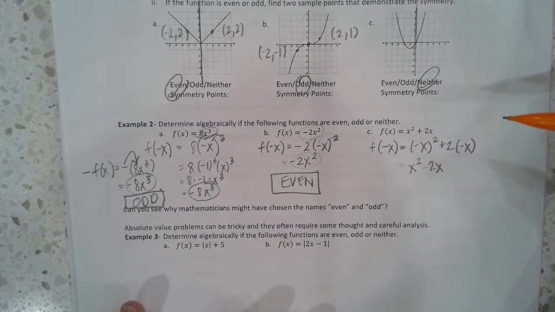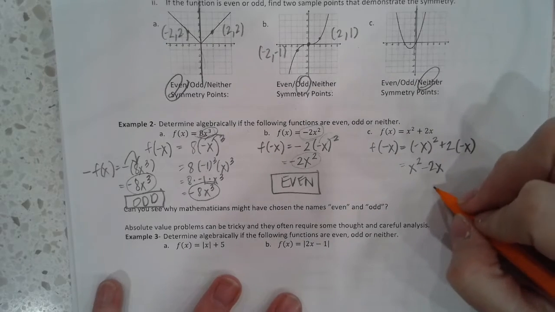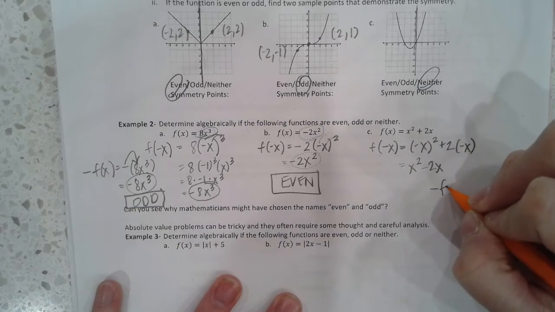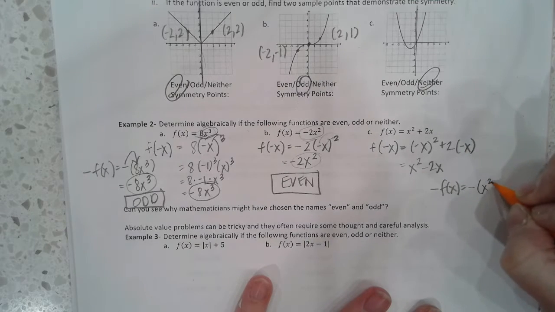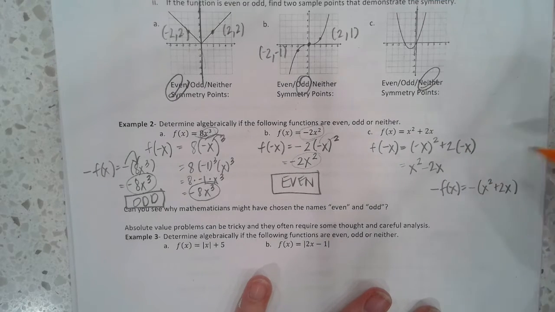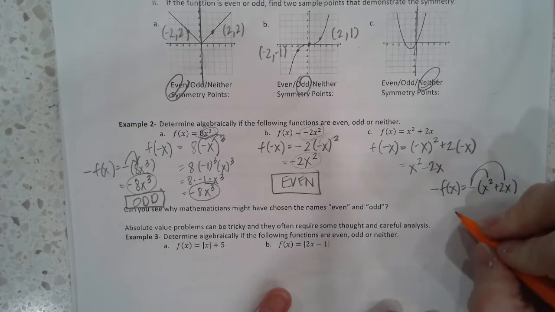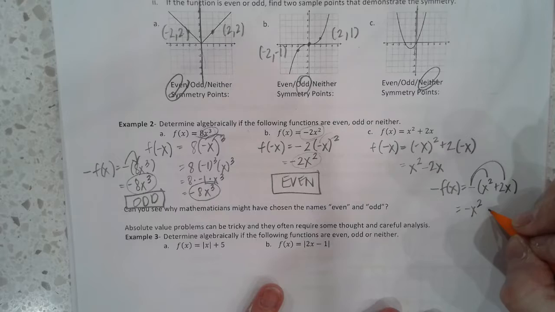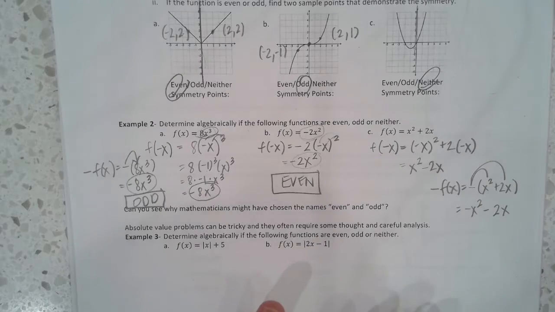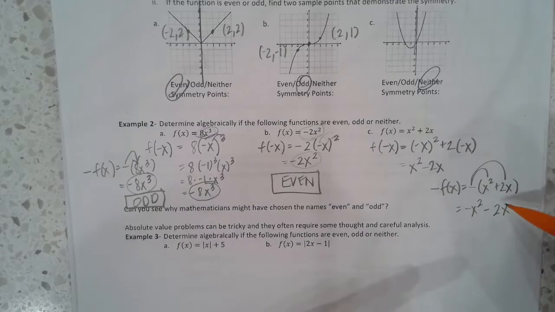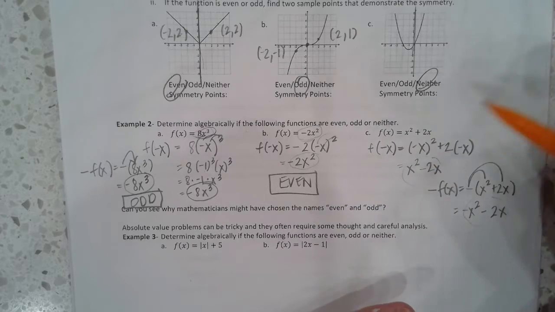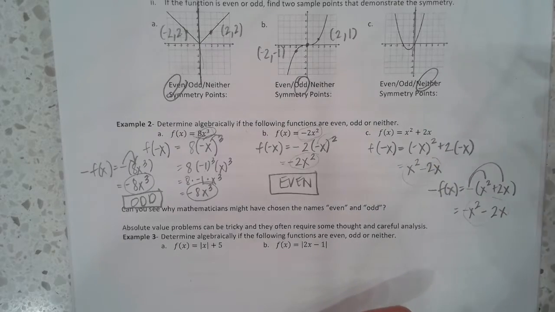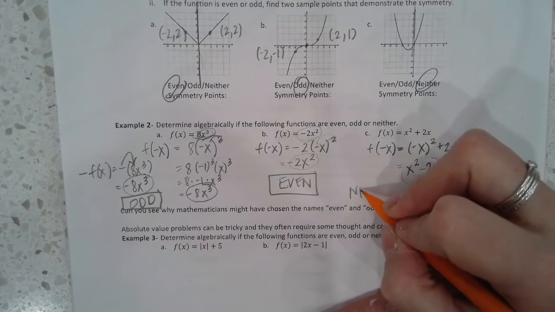So now we're going to test if it's odd. To test if it's odd, we make the entire function negative, or opposite. So we have negative, and then x squared and 2x. I'm going to distribute this negative to the x squared and the 2x. That gives me negative x squared minus 2x. Now I look at this, and it is not the same as the original. None of my three answers match, which means that this is a neither.